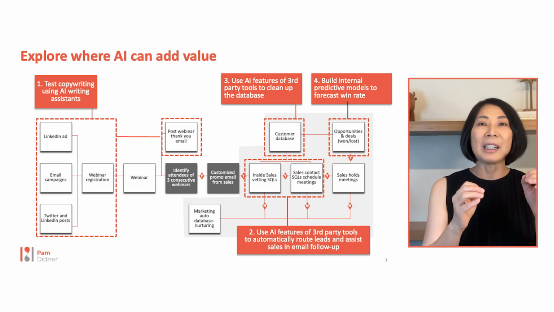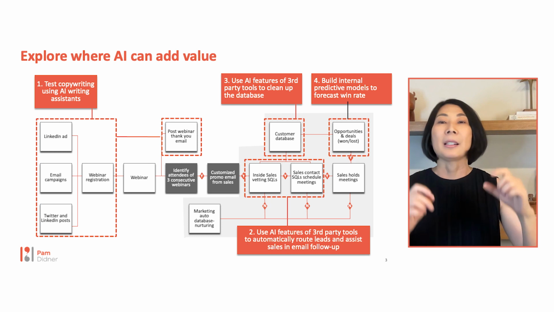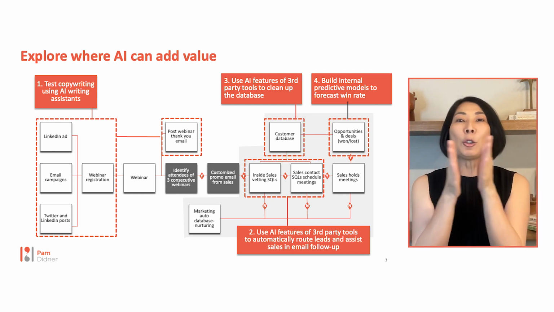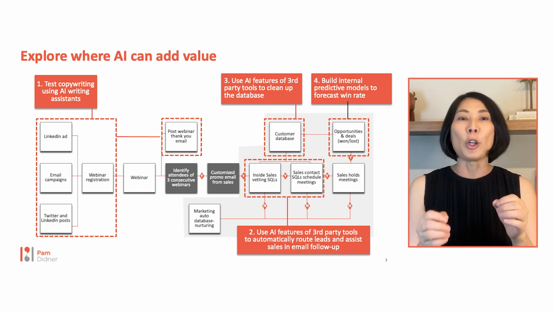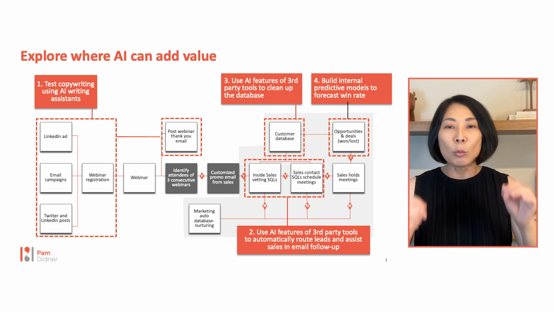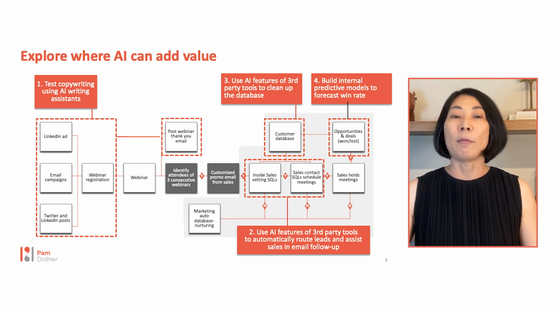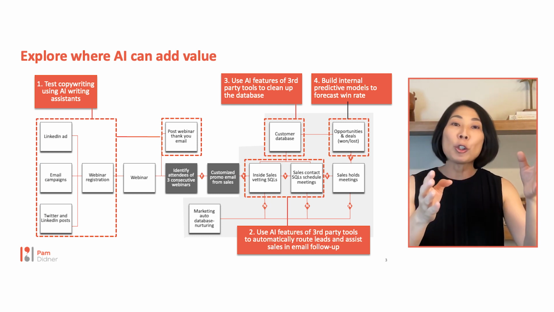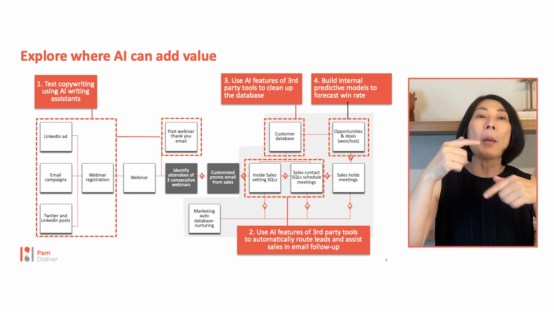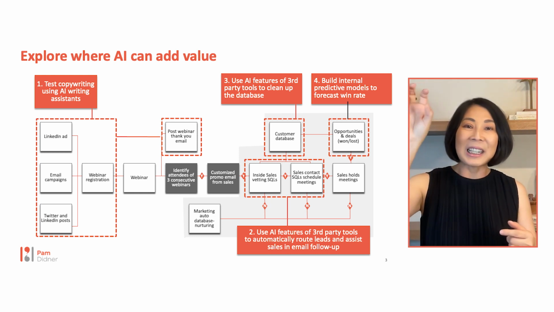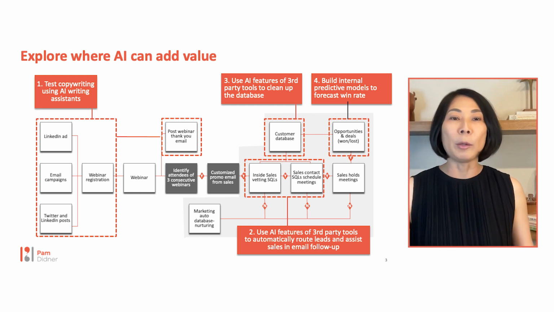Number 2, you can merge inside sales vetting SQL, see that box, and the sales contact SQLs to schedule a meeting. These 2 boxes can be merged by having AI automatically route leads and the right email follow-up for the sales team. Number 3, you can use AI features of third-party tools to clean up your customer database. Lastly, build an internal predictive model to forecast win rate.